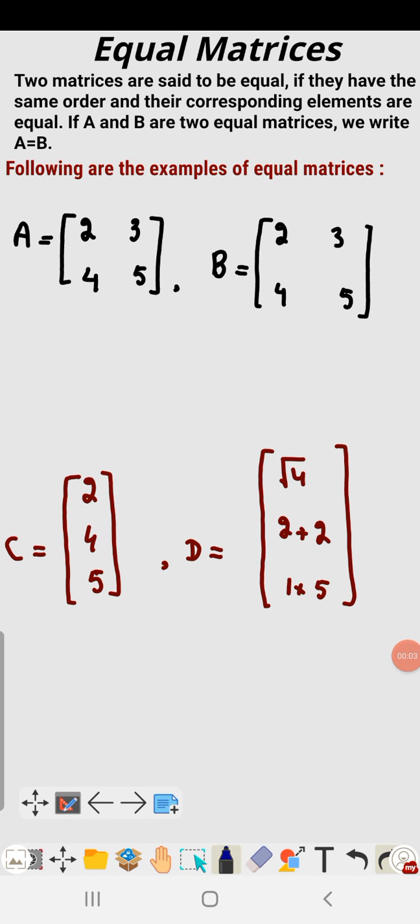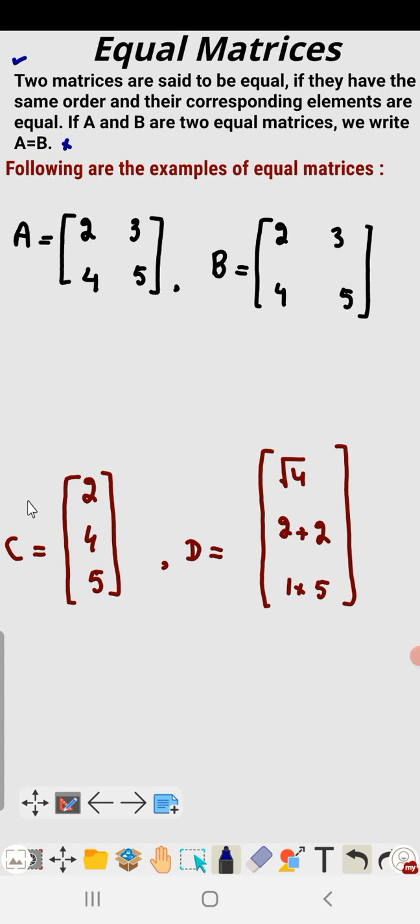Equal matrices. In this lecture, we will learn equal matrices. This is the definition of equal matrices. Two matrices are said to be equal if they have the same order and corresponding elements are equal. If A and B are two equal matrices, we write A is equal to B.